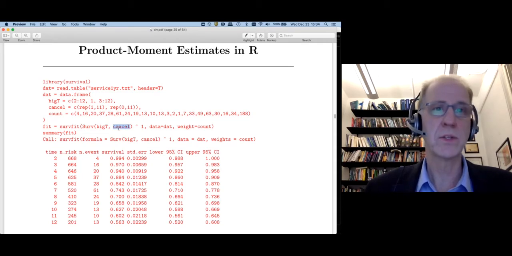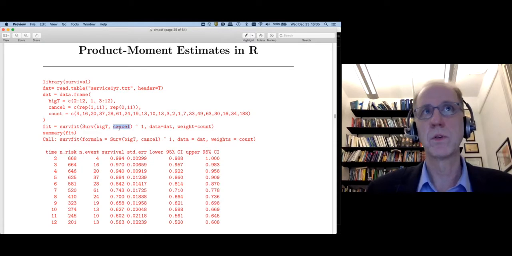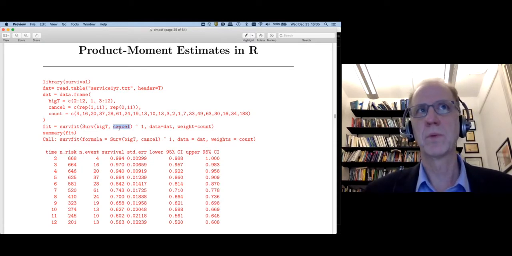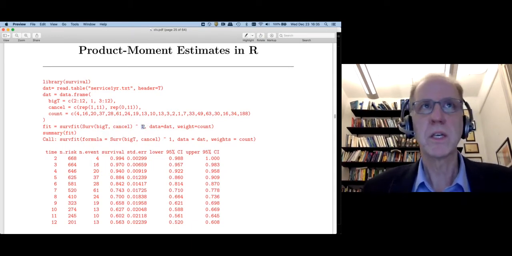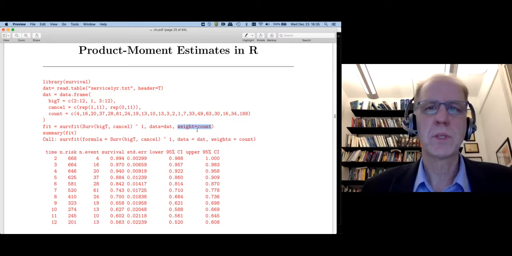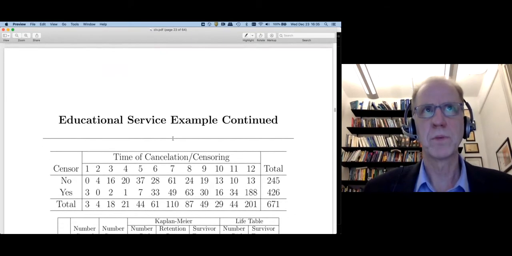So I have a variable cancel that indicates whether or not the customer canceled. Some software wants to know whether or not the customer was censored, and that's slightly confusing. I want to describe this as a function of just an intercept, if you will. We're not going to break this out by any other variable, and that's why we have a tilde 1. So think of this as like the intercept model. I'm going to weight by these counts, since I have aggregated data here.